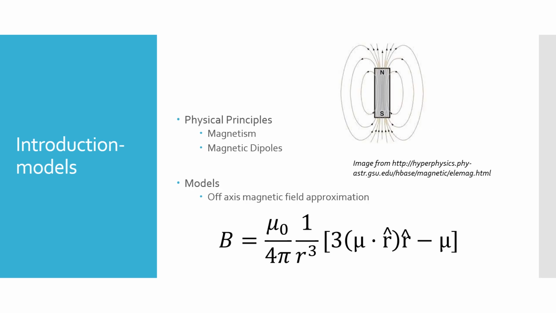Physical principles in this lab included magnetism and magnetic dipoles. Magnetic dipoles are very similar to electric dipoles. Both of their fields create bean-like shapes. The model used in this lab was the off-axis magnetic field approximation, as represented by the equation on the slide.